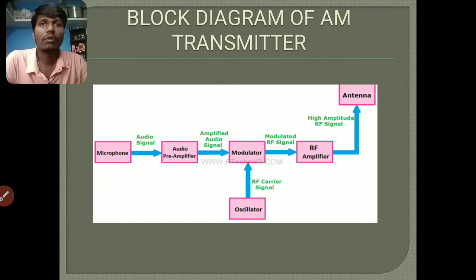Small ec is equal to capital EC cos (omega ct plus theta), where small ec is the instantaneous amplitude, capital EC is the amplitude, and theta is the phase difference.